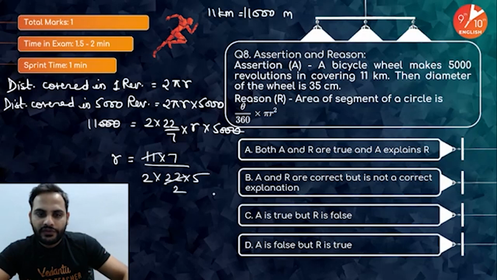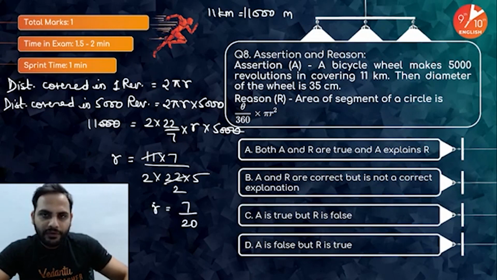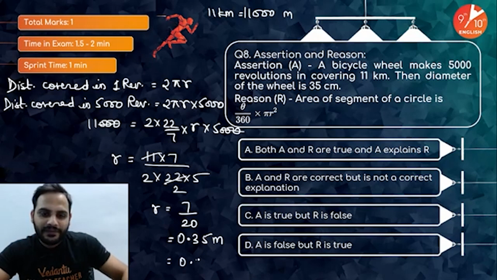11 ones are 11, twos are. And are we making some mistake? Let's see. So 2 into 5 is 10, 7 by 2 it is very less. Oh yes, meters, correct. So 7 by 2 is 3.5, or R is nothing but 7 upon 2 into 2 is 4 by 20, 7 by 20. So 3.5, 0.35. So it is 0.35 meters. And if we multiply 0.35 into 100, then it will become centimeter, which is 35 centimeters.